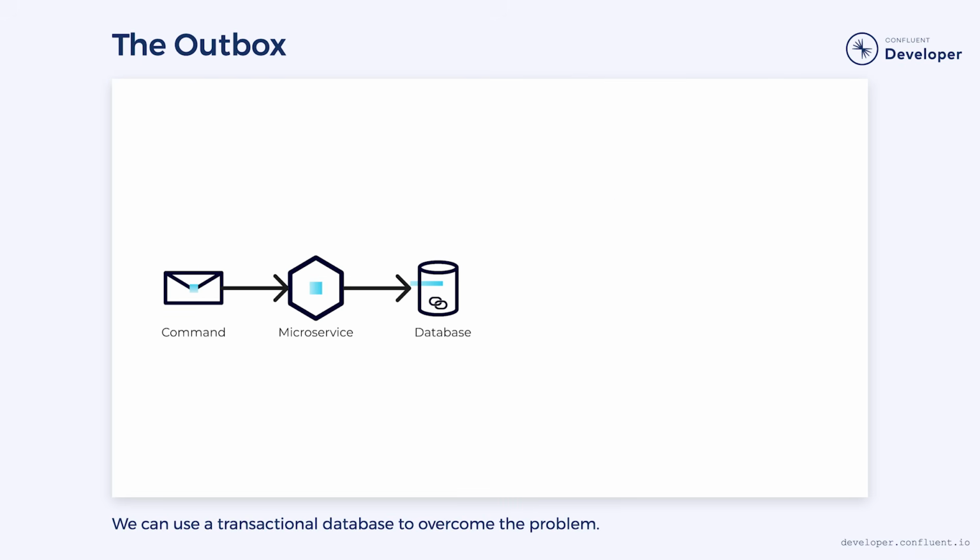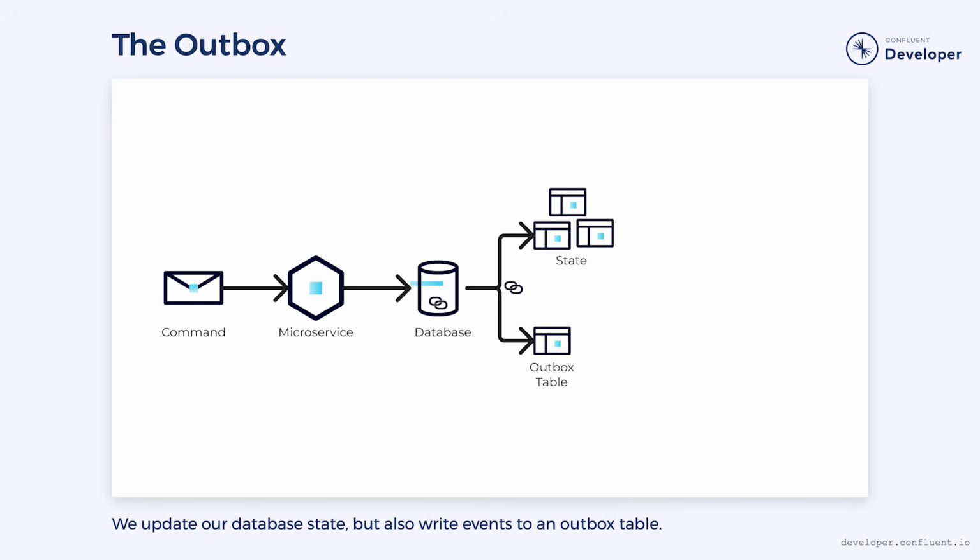If we have a database that supports transactional updates, then we can use it to overcome the dual write problem. Rather than trying to update the database and Kafka at the same time, we push the transactional logic into the database. Whenever we do an update in our database, we can also update an outbox table in the same transaction.